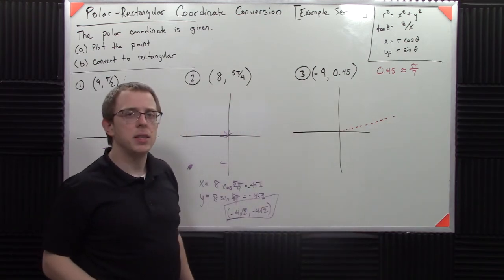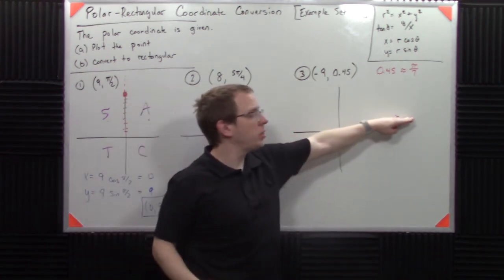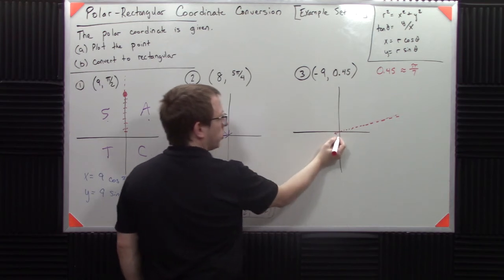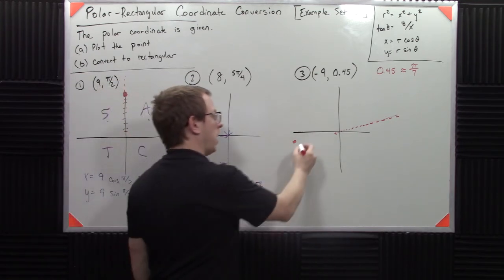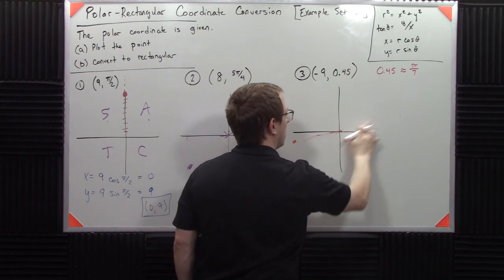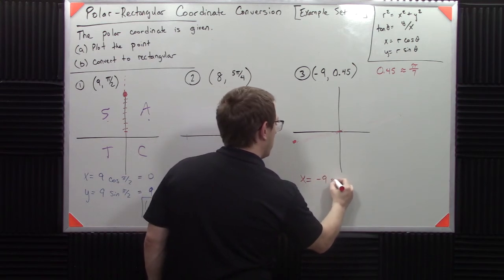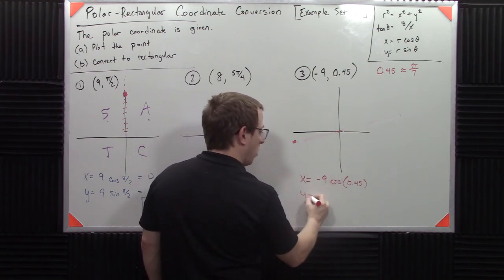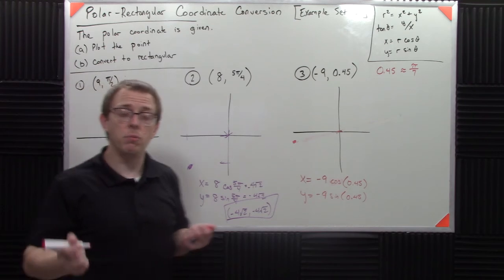But what you notice here is that you're at negative 9. So you don't actually go in the direction of pi over 7, you go in the opposite direction of pi over 7. So we're actually going this direction. So we go back about 9 spaces along that line there. And this is your plotted point. So if you need the xy coordinate, you say x equals negative 9 cosine of 0.45, and y is negative 9 sine of 0.45. And plug that into a calculator to find out.